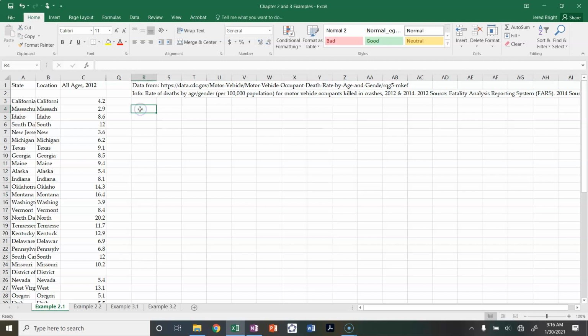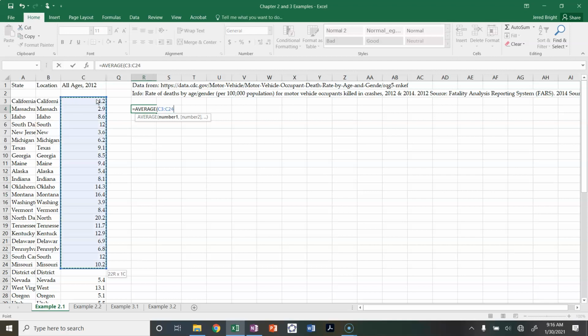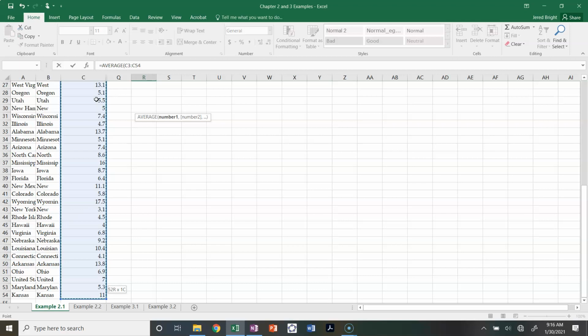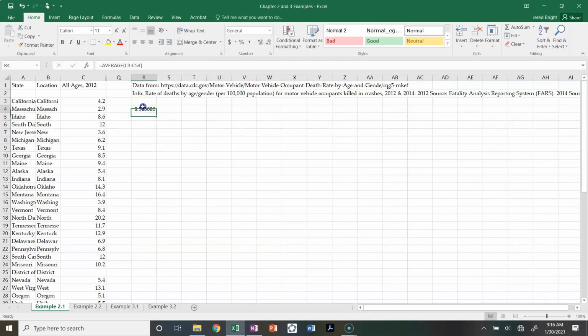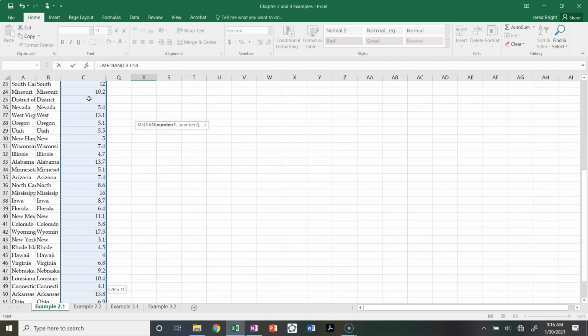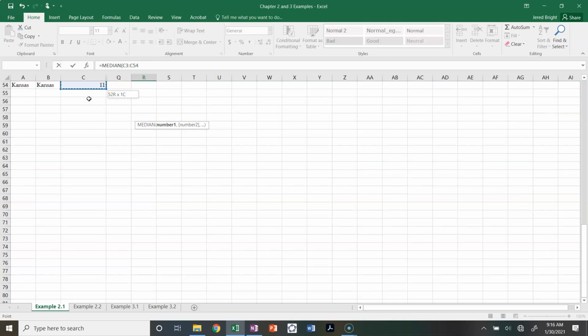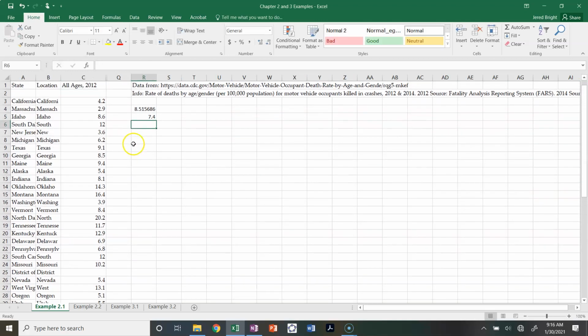But if I wanted to find the average, I can do equals average, tab over, and then select the first cell and do Control Shift down to select all the data. And you can see I'm going to have to continue because there was a gap in the data. But nevertheless, I got the average is 8.5. You can do the same for equals median, and down, down, down. Oops, let's go back up. There we go. Okay, so I got the median.